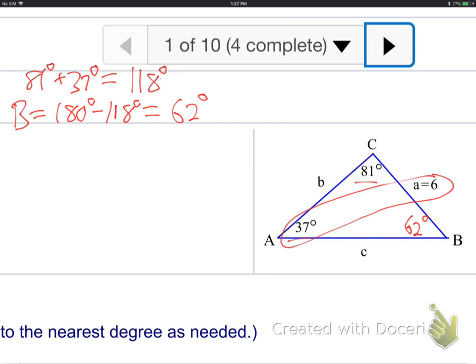Oh, and what are we trying to find? Actually, I should start with what we're trying to find. What do we want to find? Let's start with B. We've got to do B and C. It doesn't really matter which one you do first. I'll just do B. So we need to find the little b.